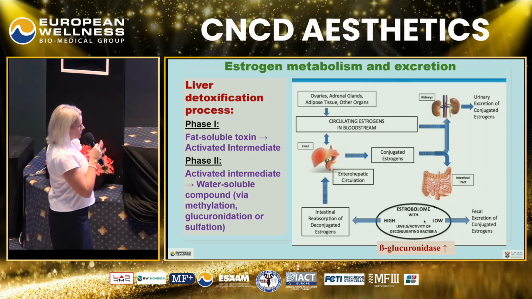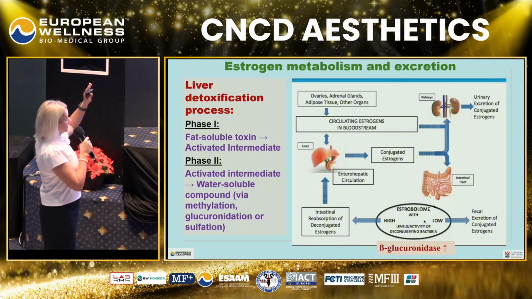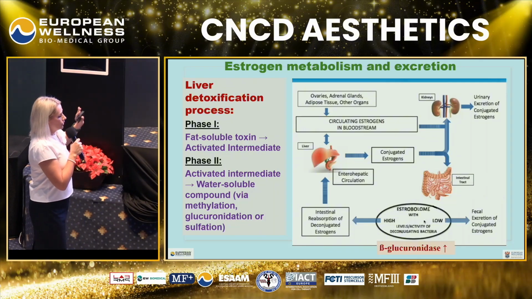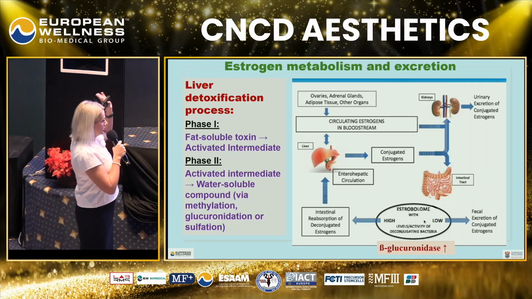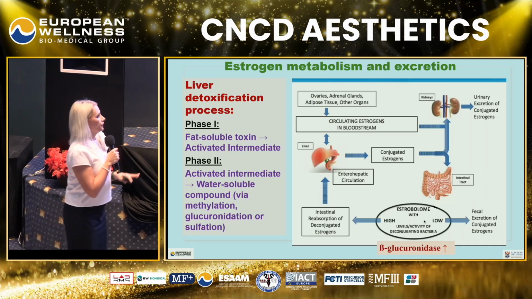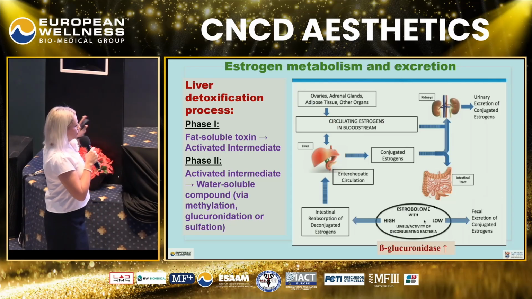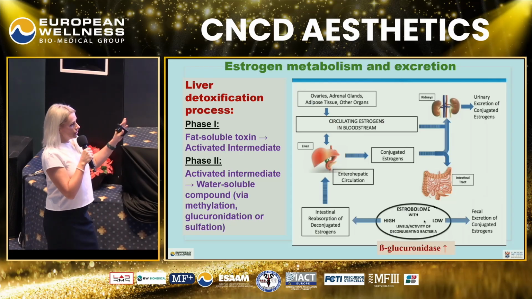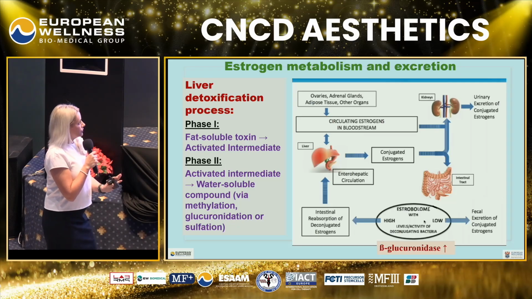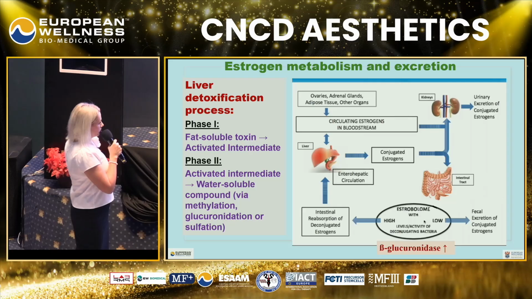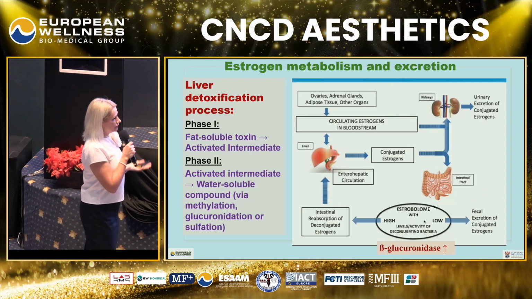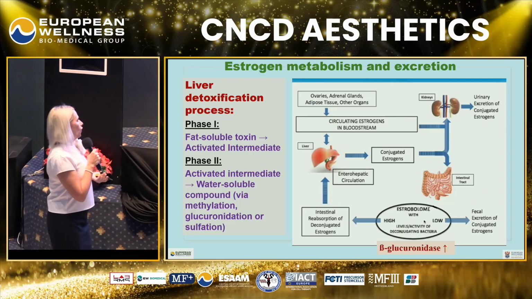So in the first phase, the organs, the ones I mentioned, sites of production of estrogen, such as ovaries, adrenal glands, adipose tissue, and other peripheral organ sites, they produce estrogens. These estrogens are released in the bloodstream. With the bloodstream, they get to the liver. So what is happening in the liver? In the liver, there are two phases of detoxification they undergo, right?